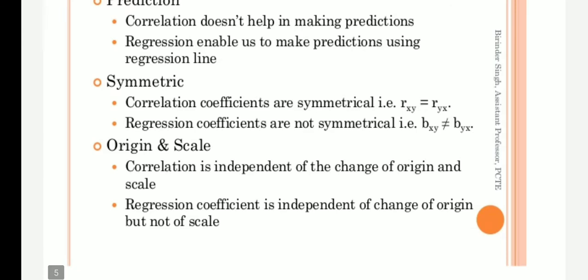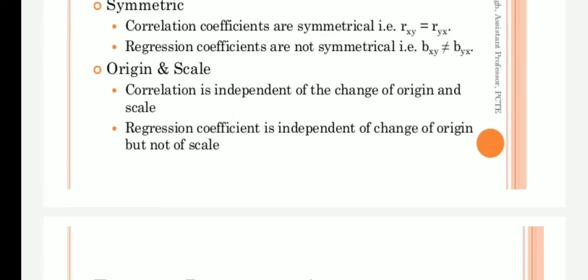Symmetry. Correlation coefficients are symmetrical. That is, rxy, the correlation between x and y, equals the correlation between y and x. But regression is not so. The regression coefficient bxy is not equal to byx. Origin and scale. Correlation is independent of change of origin but not of scale.